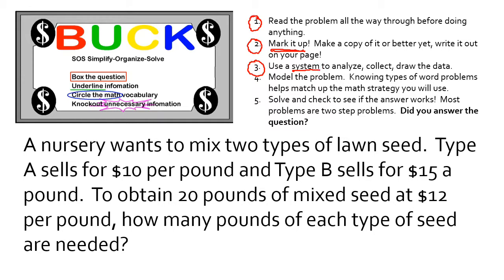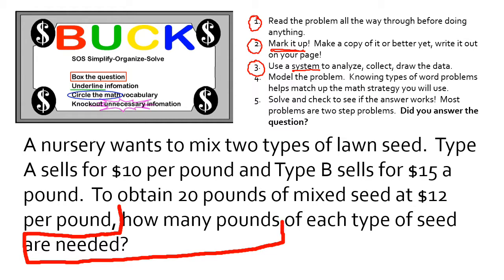Okay. So I'm going to use my little Buck system here, and start to isolate things that are happening within this problem. The first thing is to box the question. I am going to allow you to pause this right now so you can read through it. As soon as you've read through it, come back and work through it with me. Good, you're back. So I'm going to box out the main question. The main question is how many pounds of each type of lawn seed, grass seed, is needed to make 20 pounds. There's my box.